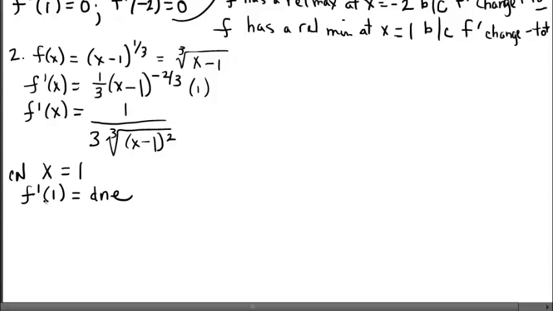I want you to think about that for just a second. If x equals 1 is a critical number, and x equals 1 does exist in the regular function here, something interesting is happening. It may be a sharp turn. The other situation is it could be a vertical tangent.